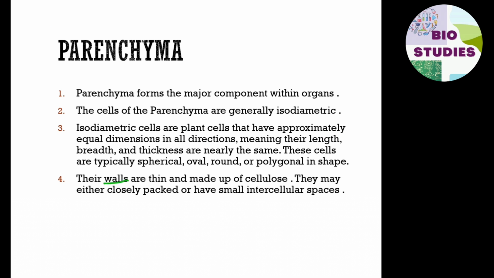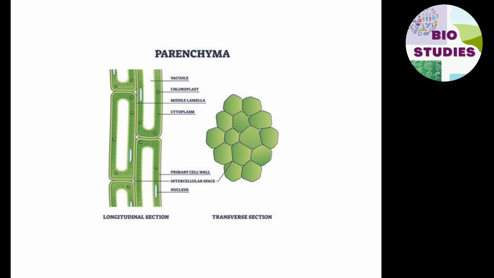Parenchyma cell walls are thin, made of cellulose. They may be either closely packed or have small intercellular spaces. Basically, the space between parenchyma cells, that is known as intercellular space, is very small. Here you can see in this diagram, this is the TS, transverse section of parenchyma. Here you can see the intercellular spaces. These are very small actually, very tightly, compactly packed. And here you can see the cell walls are very thin.